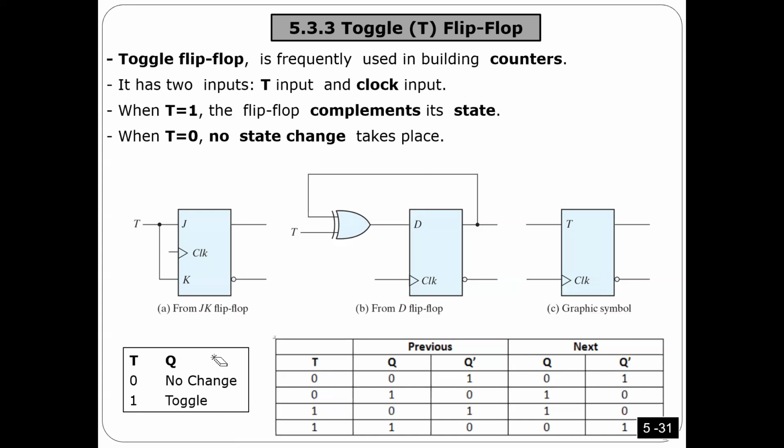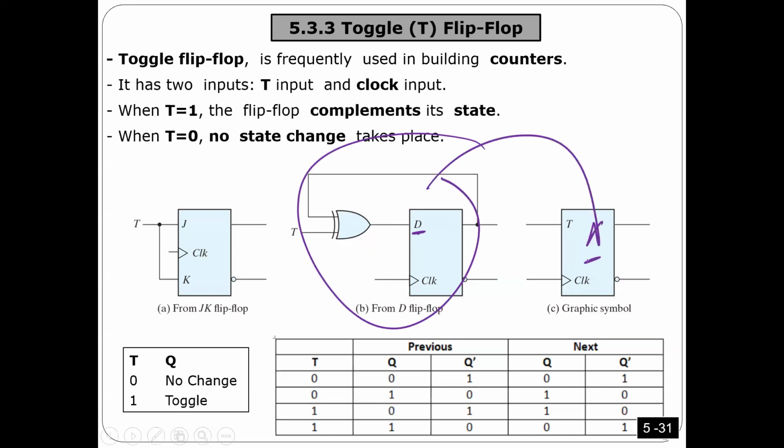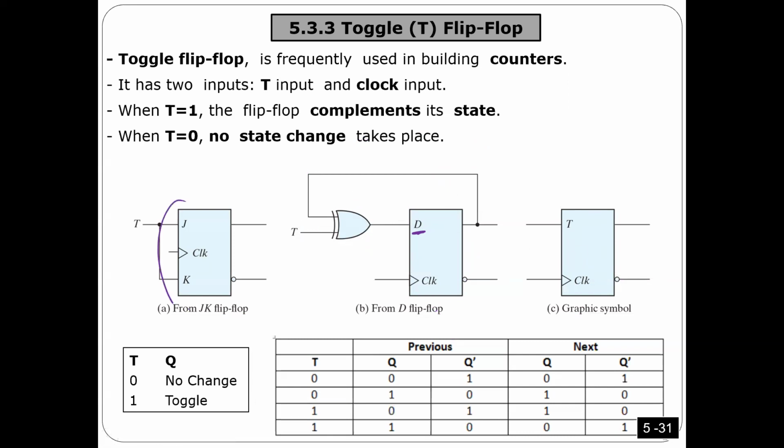Number two, how can we design it, how can we make it? One way to make it is by using a D flip-flop, but I'm going to put here an XOR this way. So this is how it should be inside the block. So you can see here, I was able to create a T flip-flop using a D flip-flop.